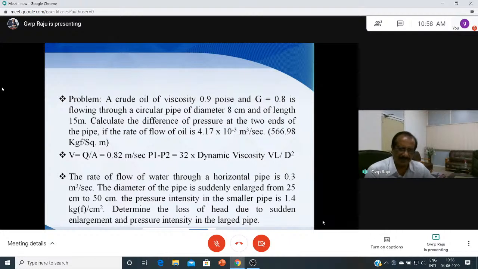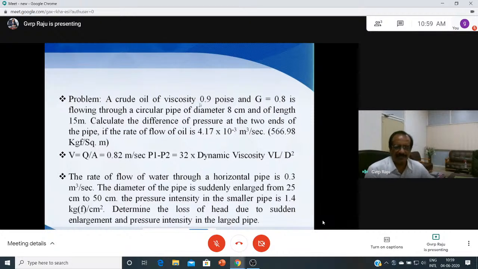So (P1 minus P2) by W is the pressure difference here, which is the loss. So hf is equal to (P1 minus P2) by W, which is also equal to 32 mu VL by gamma D square. If you take only P1 minus P2 alone, it is equal to 32 mu V L by D square. Mu is the dynamic viscosity, V is the average velocity, L is the length of the pipe, and D is the diameter of the pipe. This equation is called Hagen's equation, the Hagen-Poiseuille equation.